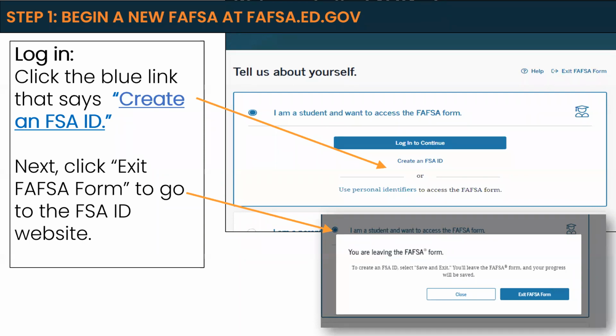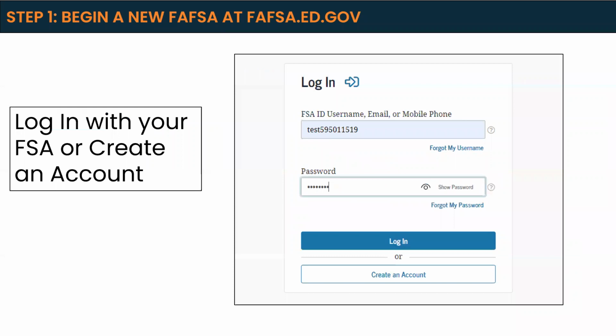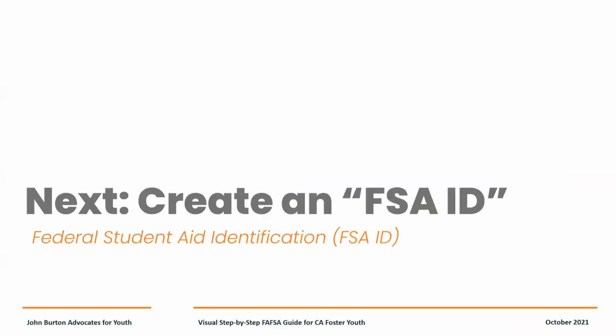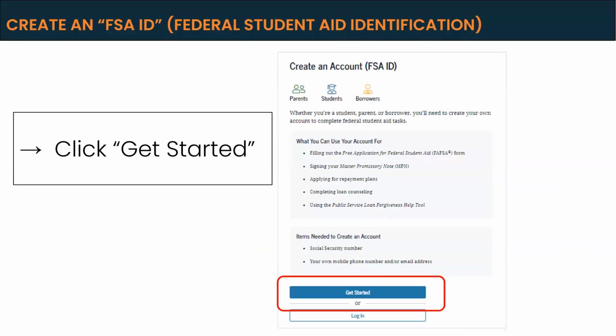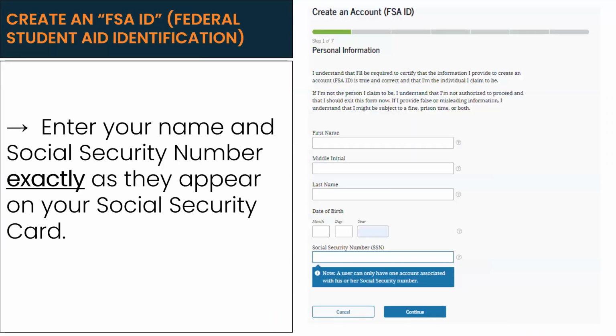their application going. And once they click the button to create one, it actually takes them to a new website to go through a process to answer a series of questions to get that created. So you'd come to the screen, you'd want to click Create an Account to create that FSA ID, which stands for the Federal Student Aid Identification. So as I mentioned, it brings them to a separate website, and this is a screenshot of what that looks like, and they can get started to create that ID.